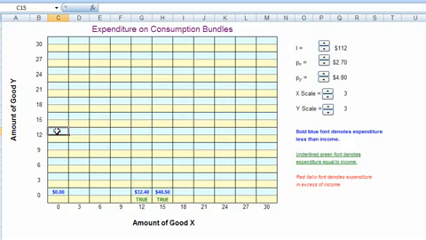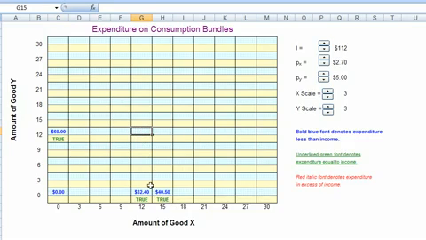Let's do one on the y-axis. So the price of y is 4.80. I'm going to make the arithmetic easier for me, and I'm going to make the price 5. And we're going to look at when we have 0 x and 12 units of y, and let's make that 60. 5 times 12 is 60, so that seems to be right.